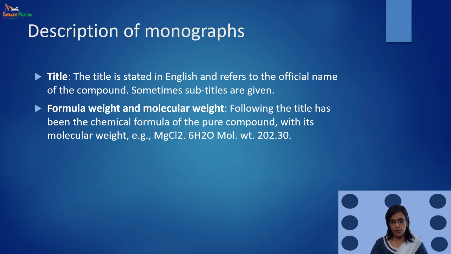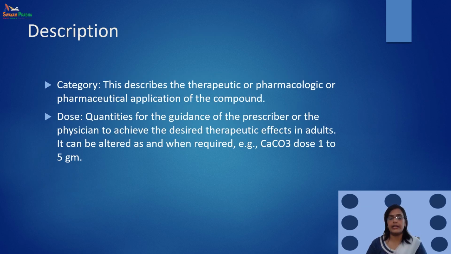Third, in a monograph we have the category of the drug, which is very important. It describes the therapeutic and pharmacologic or pharmaceutical application of the compound. Generally we ask which category of drug it is. That category is mentioned in the monograph at the third place. Next is dose: quantities for the guidance of the prescriber, the physician, to achieve the desired therapeutic effect in adults.